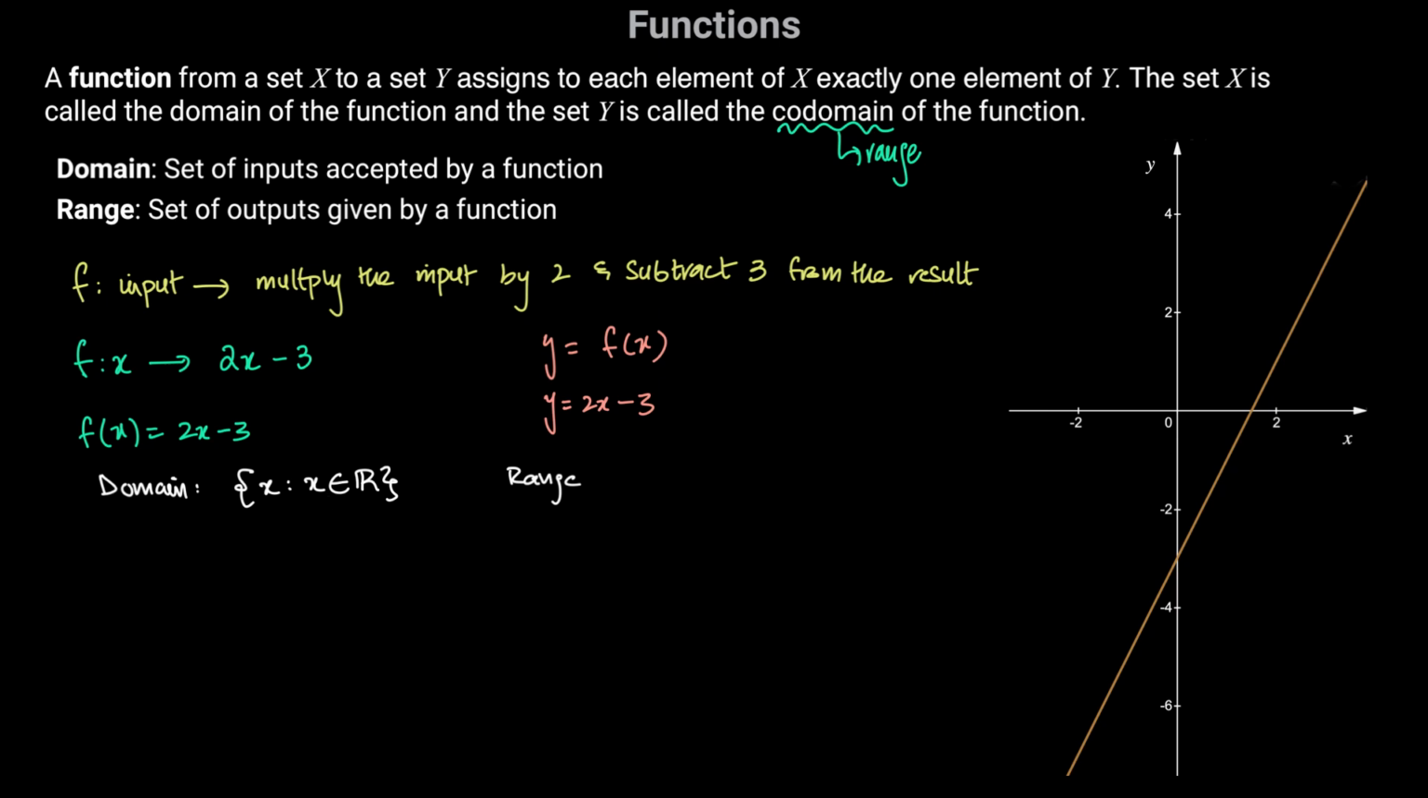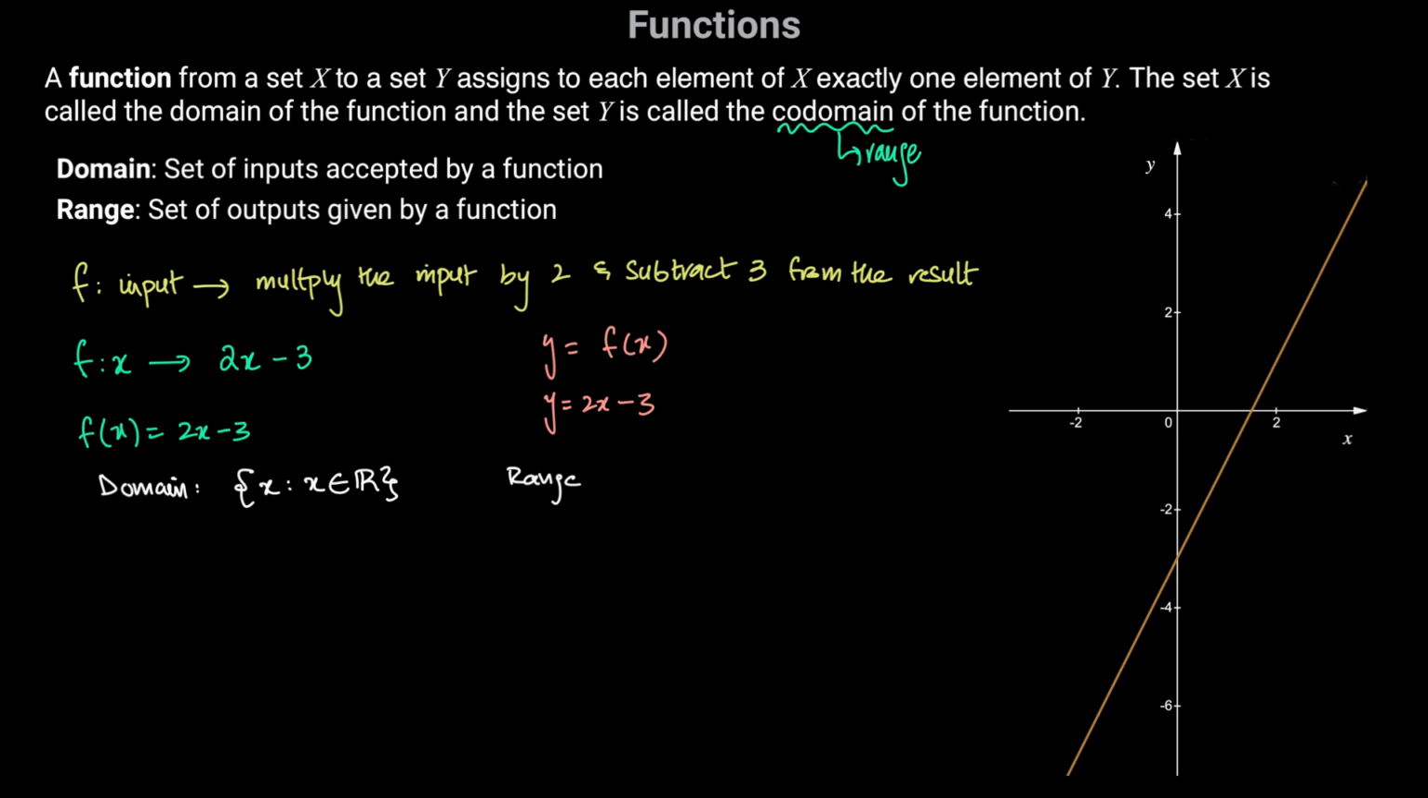Any real value of x for the input here will give us an output. And we can see that graphically as well, right? This graph is extending all the way to the right and all the way to the left. And here if I substitute any real value for x, the input, I will get an output. Now, what is the range for this function? The range of the function is the set of outputs given by a function.